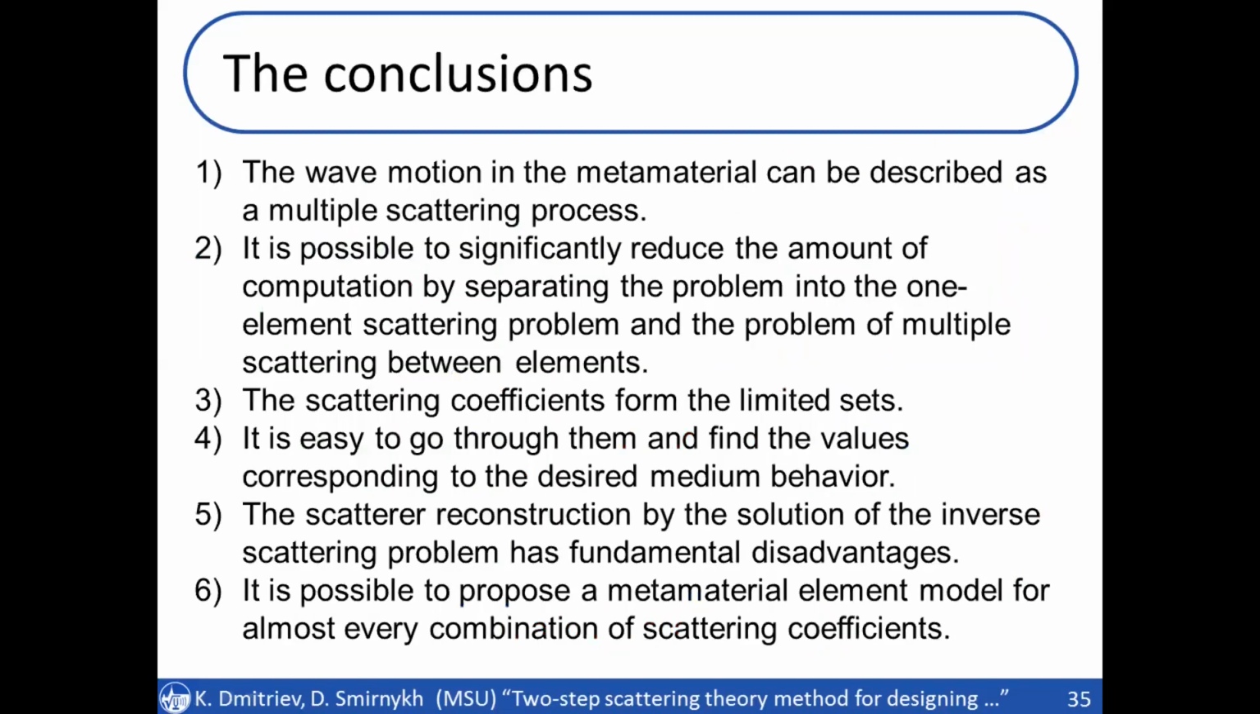As a conclusion, the wave motion in the metamaterial can be described as a multiple scattering process. It is possible to significantly reduce the amount of computation by separating the problem into the one-element scattering problem and the problem of multiple scattering between elements. The scattering coefficients form limited sets, and it is easy to go through them and find the values corresponding to the desired medium behavior. Scatter reconstruction by the solution of the inverse scattering problem has fundamental disadvantages, but it is possible to propose a metamaterial element model for almost every combination of scattering coefficients.